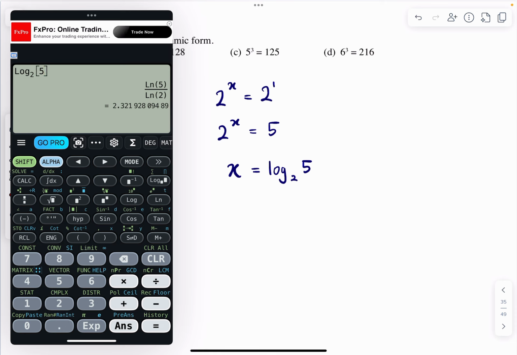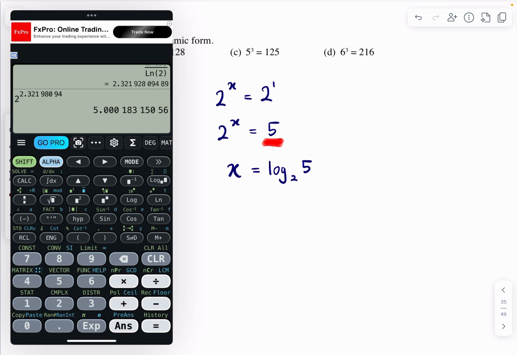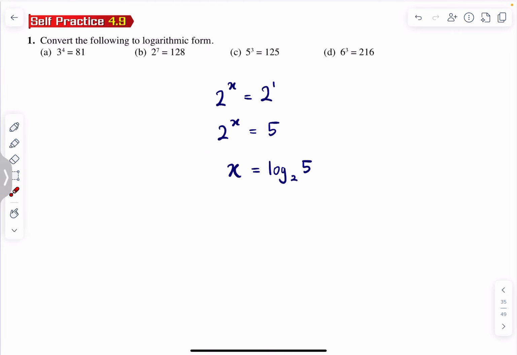Okay, so let's try. 2 to the power of 2.3219 is about 5. Okay, if I take more significant figures, let's say I continue 28094, see, it'll turn into 5. Okay, so 2 to the power of 2.321 or 322 will give us 5. So we can actually find the power that gives us the value of 5.